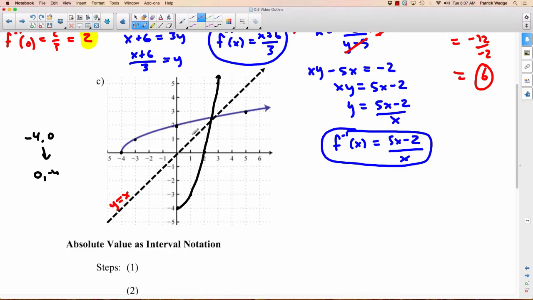But I'm just not very good at doing that, so that's why I like taking my points and doing it this way. Just to help you out with this for later, if you're looking back, this is my f of x, and this one here is my inverse f of x. And then this is my y equals x, the reflection line.